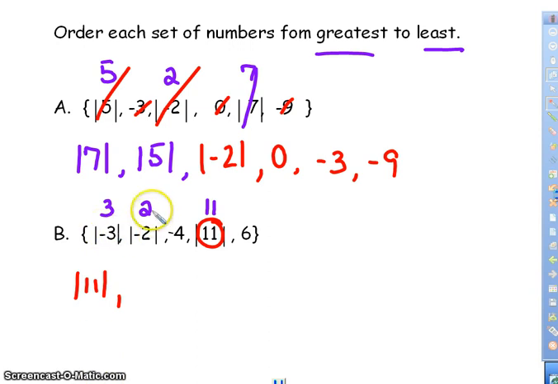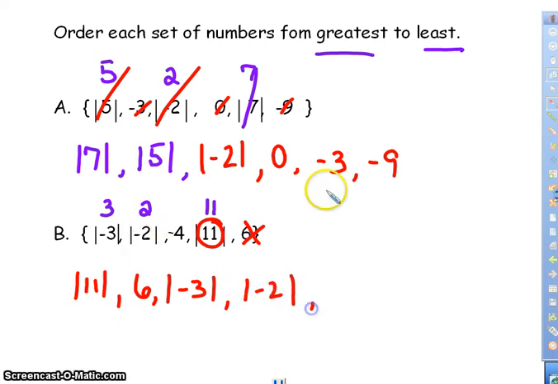And then I have a 3, a 2, and a 6. So the next largest number is a +6. And then I have my absolute value of -3, which is +3. And then the absolute value of -2, which is a +2. The only negative number I have today is my -4, and so that will be the smallest number in my set. Okay, so whenever in doubt, draw a number line, please.